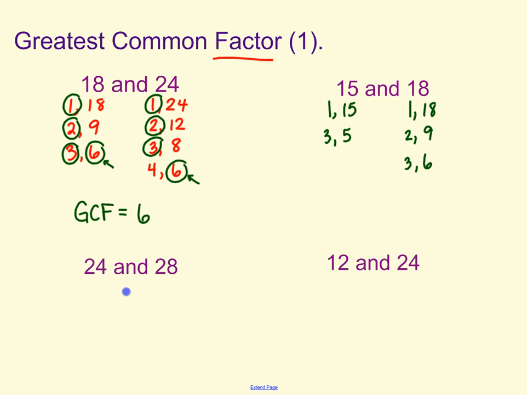Alright, so what are the common factors between these two? Well, they both have a 1, they both have a 3, and it looked like that covers all of the common factors. So our greatest common factor is going to be the biggest number of the group. So 3 is our GCF. So for those of you that really like to list factors, this is going to seem like a pretty easy way to get your GCF.